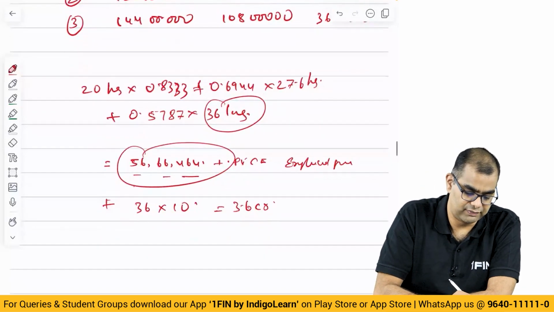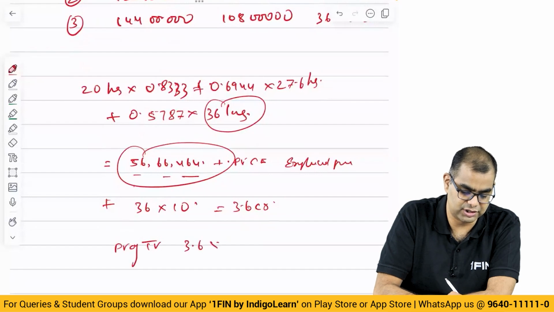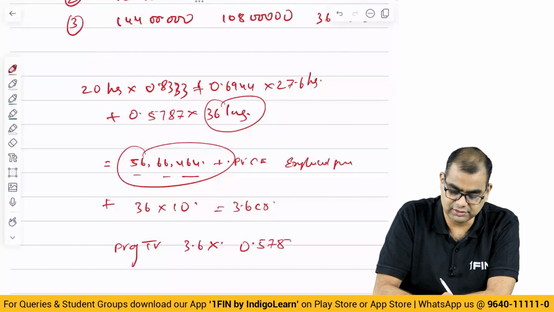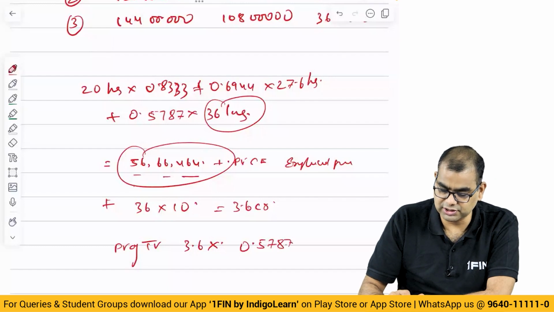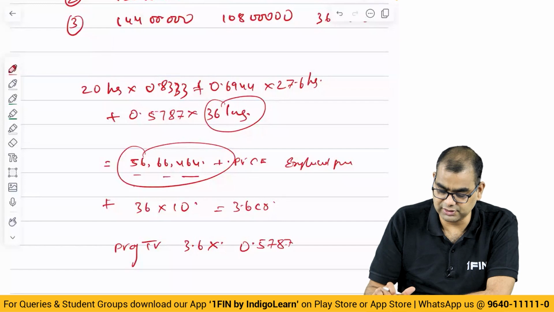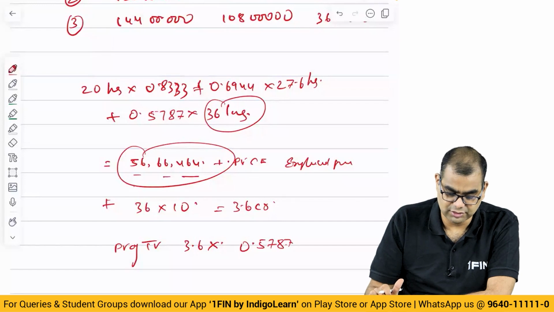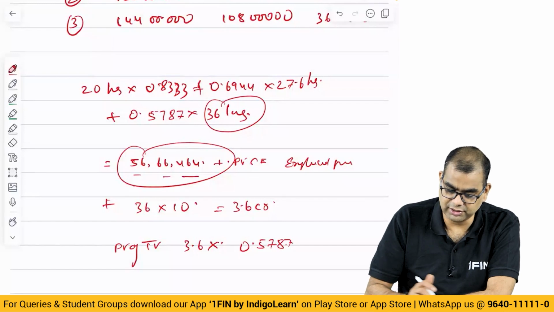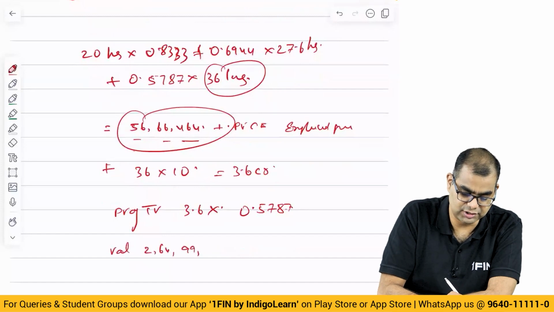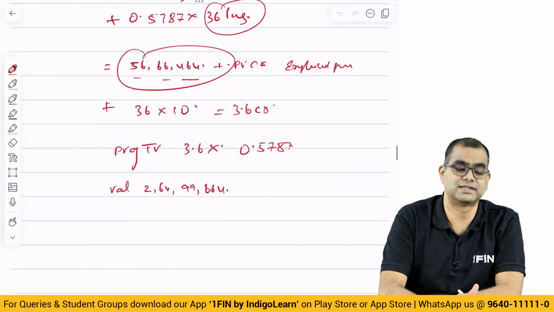So the present value of TV is equal to 3.6 crores into 0.5787. 3 crores 60 lakhs into 0.5787 is equal to M plus, memory recall, you get value 2 crores 64 lakh 99,664. Okay, this is the best case.